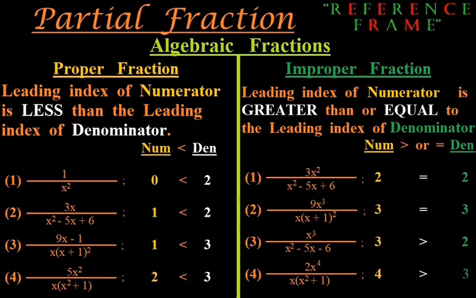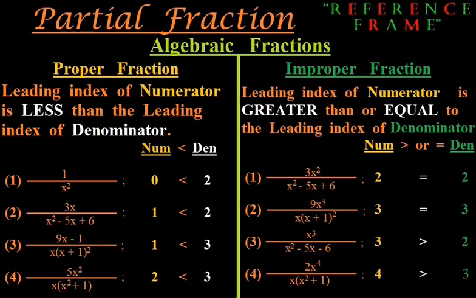Now we are dealing with improper fractions that you can see on the right side of the screen. In this case, the leading index of the denominator will be bigger for proper fractions. For improper, the leading index of the numerator will be bigger or equal to the denominator. That means here the index of the numerator will either be bigger or be equal to the denominator.